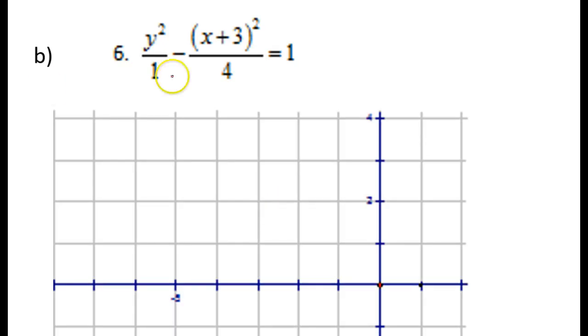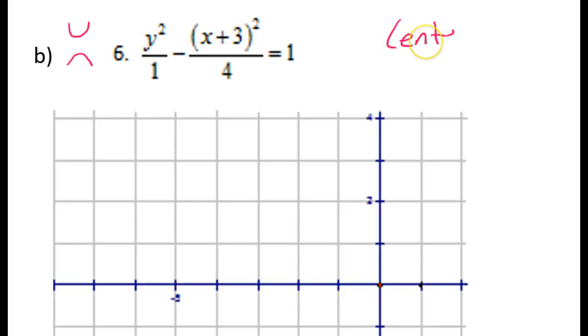At a glance, I know that problem B is a hyperbola because of the minus in the middle. I know that this will be a vertical hyperbola with branches opening up and down because the y term is first. So I know it'll be vertical. Let's go ahead and say what the center is. The center is going to be the opposite of these coordinates.